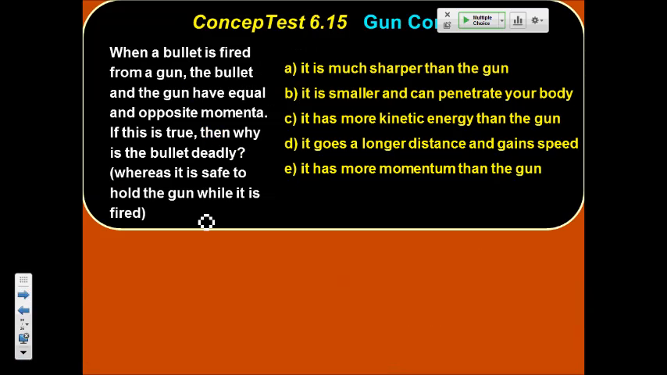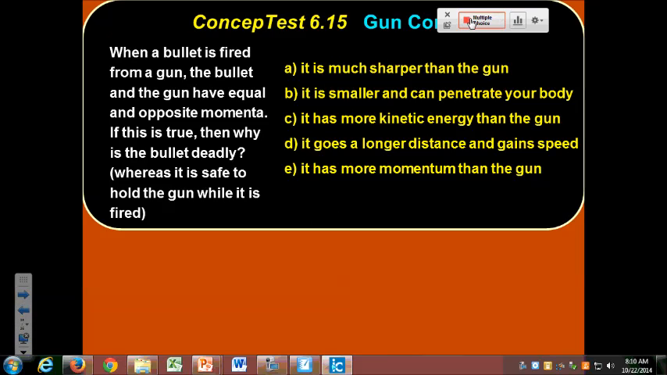Almost done. I think this is the last one. A bullet is fired from a gun. The bullet and the gun have equal and opposite momenta. So whatever momentum your bullet has, the gun has the same momentum. If that's true, why is the bullet deadly, whereas it's safe to hold the gun?